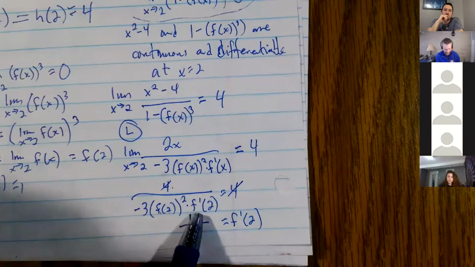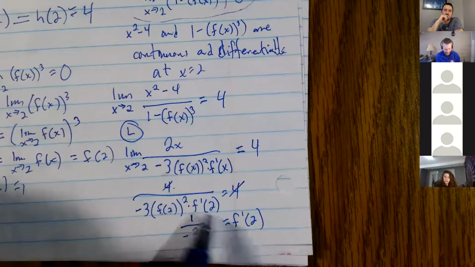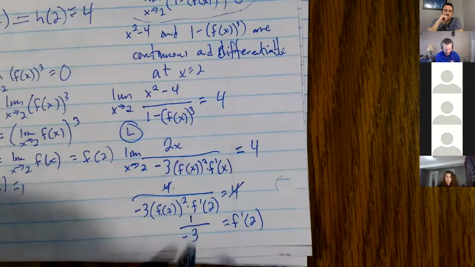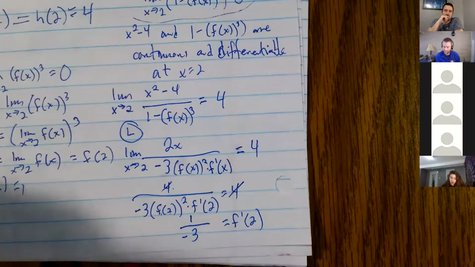And now I just need to do some algebra to solve for f prime of 2. So I multiplied both sides by f prime of 2 and divided both sides by 4. And I simplified and I got negative 1/3. So f prime of 2 equals negative 1/3.